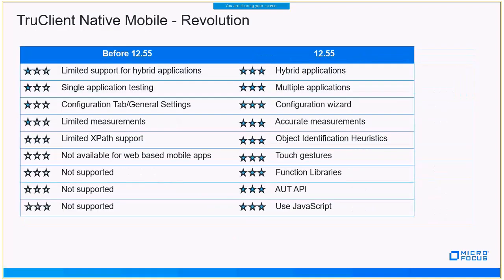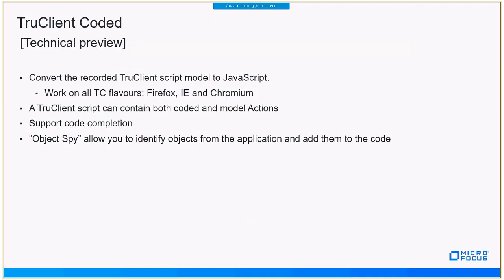We have also significantly improved the TrueClient native mobile flavor for working with real devices, again with tight integration with Mobile Center. And this brings me to the whole new feature in TrueClient, which we call coded TrueClient or TrueClient coded, depends if you read left to right or right to left, and we are presenting this in this release as a technical preview. So you all know what a TrueClient script looks like.